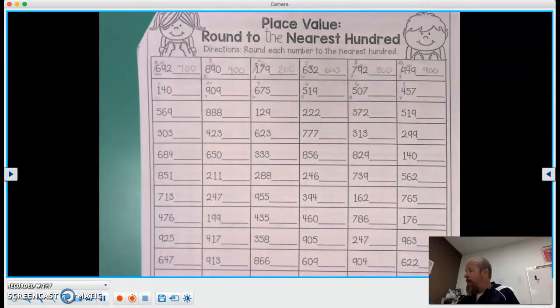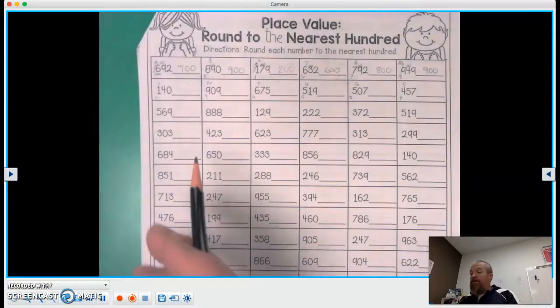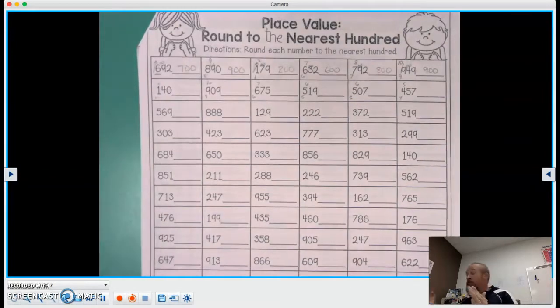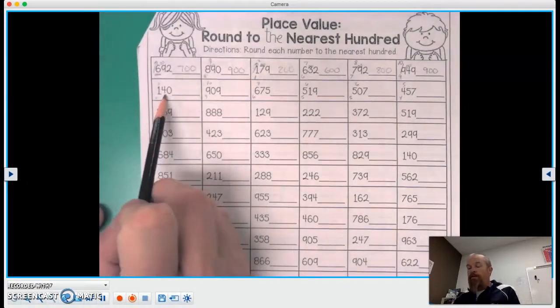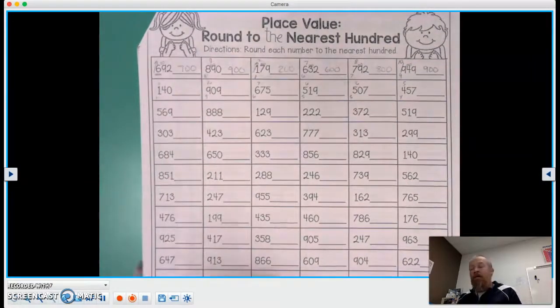Okay, so we're rounding to the nearest 100, so the place value says 100, okay? And when we look at a number line and we see a 10 and we see a 20, or in this case, say a 100 and a 200, and then we look at where the 40 is. So the 40 is closer to the 100 than it is the 200, okay?